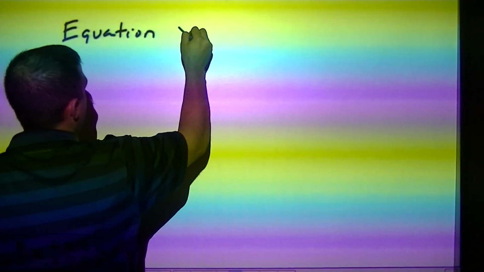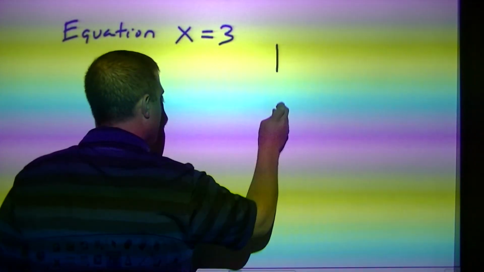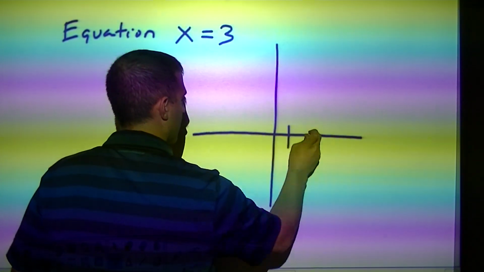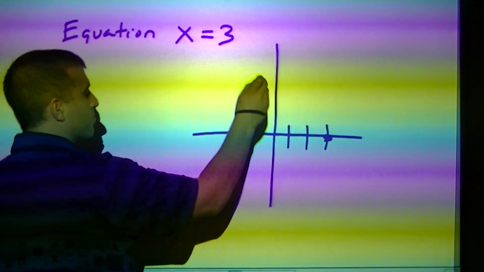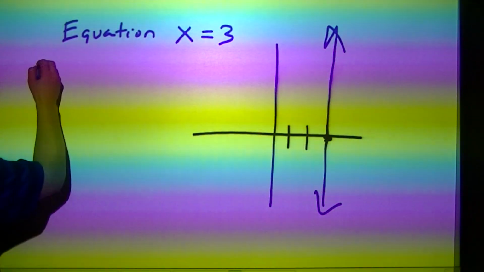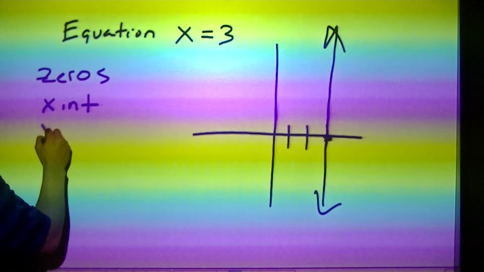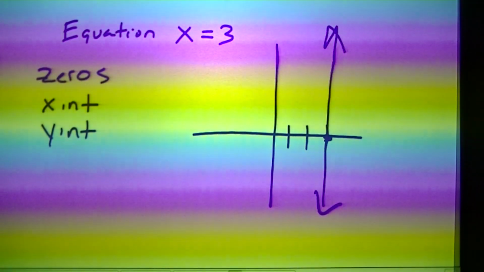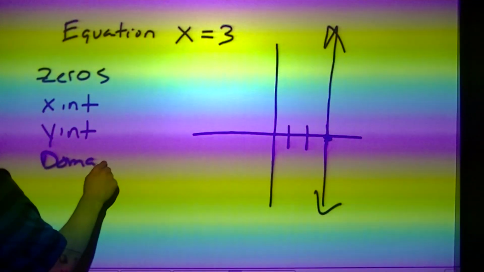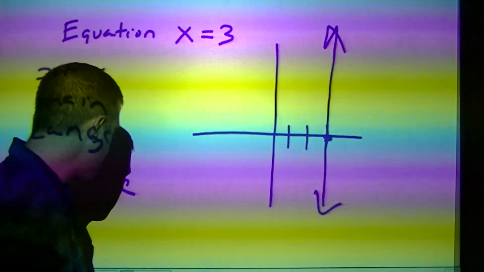Let's say I have an equation that looks like this: x equals 3, okay? Now, that means that is going to be a vertical line problem. So I have a vertical line, okay? So I have zeros, x-intercept, y-intercept, domain, range.